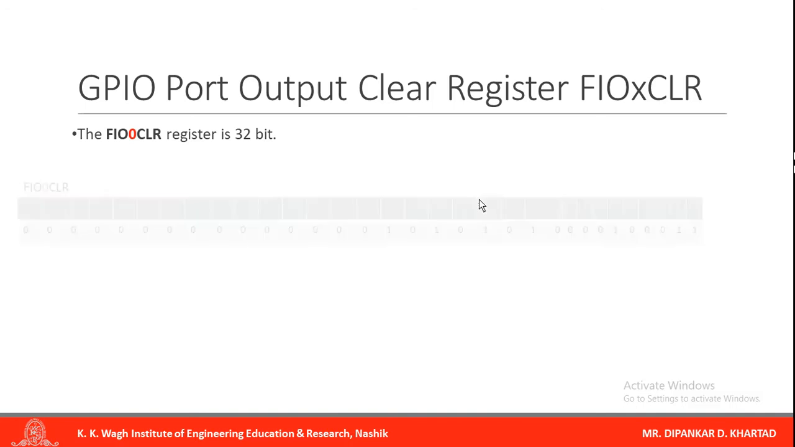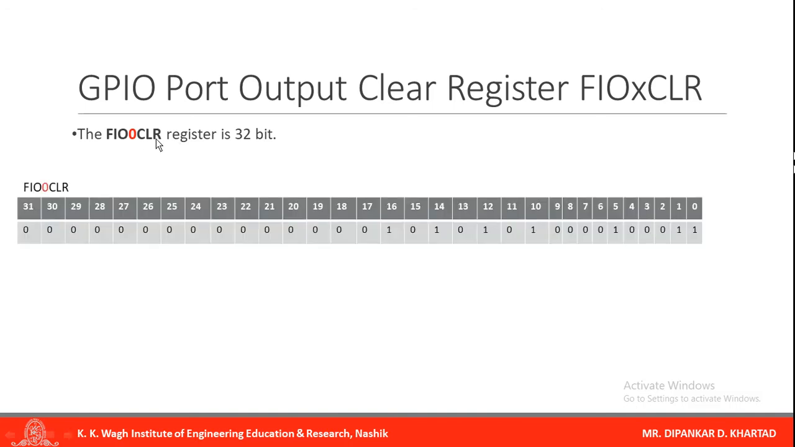Now let's take one example. FIO set, FIO clear. It's 32-bit again. So these are the predefined values. So these all are reset. 16 pin is set, 15 pin is reset. So we want to reset it. Now the predefined value is this one.